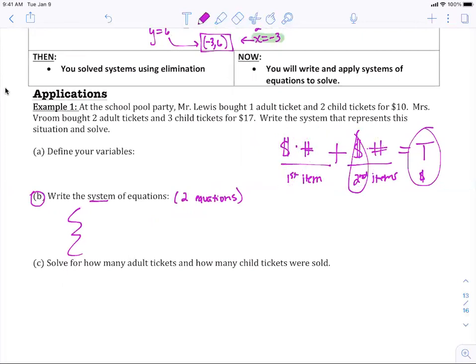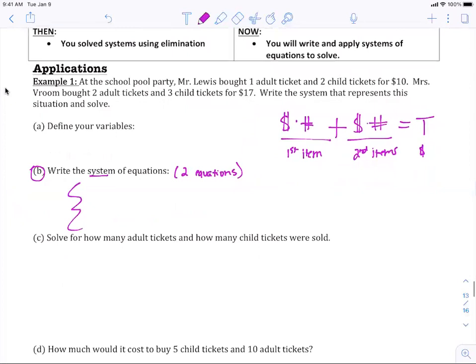Now, typically, you're not going to be given all that information. Usually, there's always going to be 2 things that are missing. And in this particular one, it looks to me like since we have two specific people, we have Mr. Lewis and we have Mrs. Vroom, then you're going to write an equation for each person. And that's pretty typical anytime you have two different companies or two different people that you're comparing prices to. Usually, you're going to write an equation that represents what each person bought or what each company spent money on.